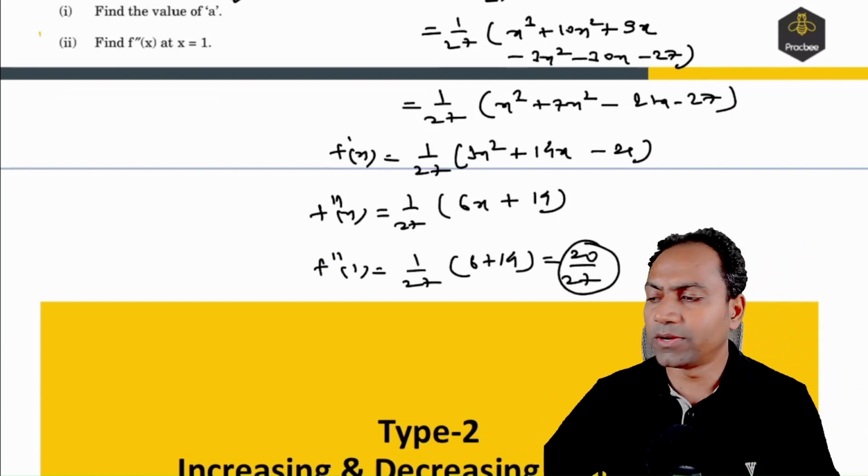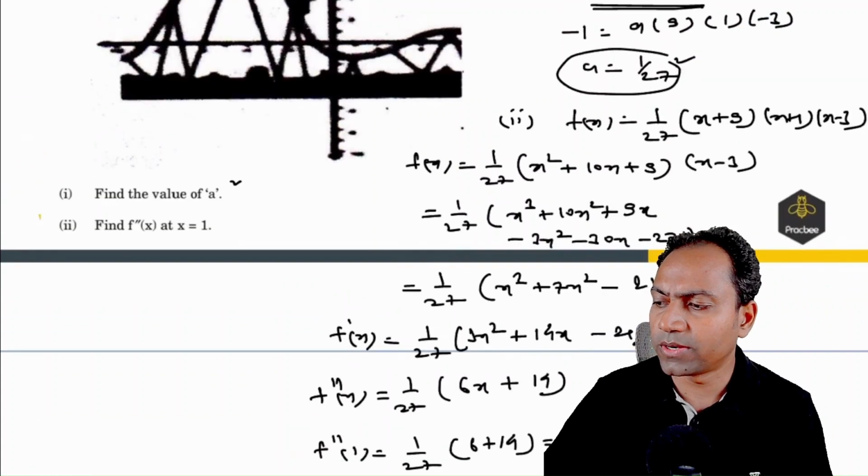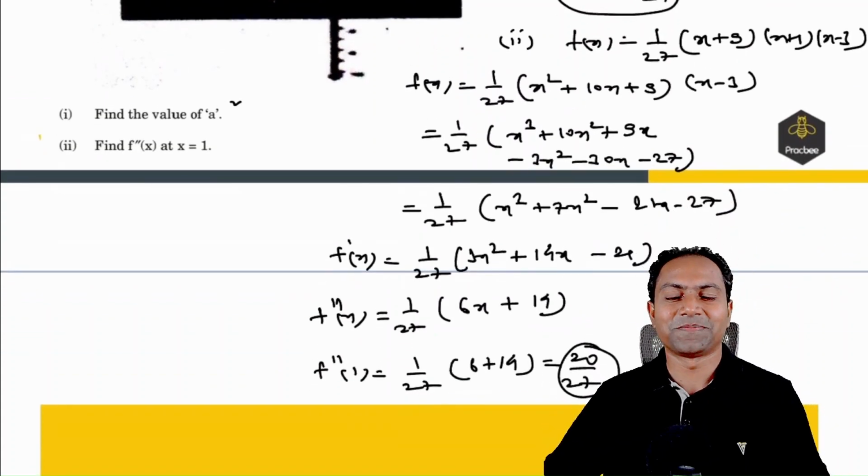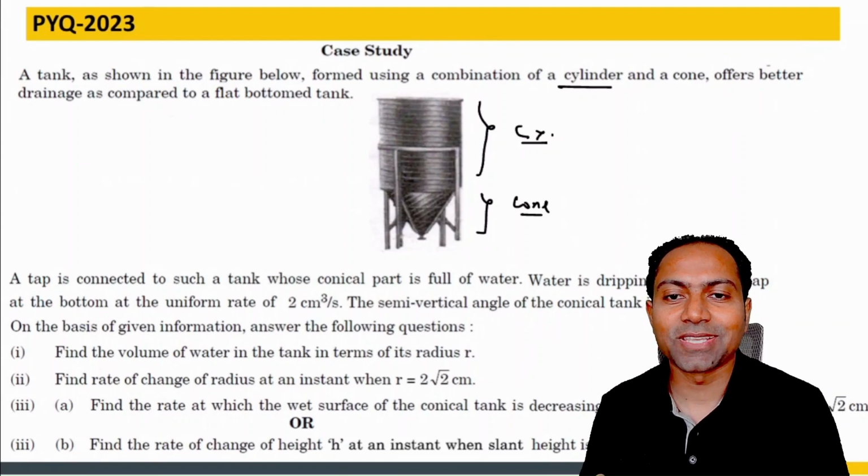So you can see that not a very difficult question. We need to just figure out the value of a, differentiate it twice and put the value of x equal to 1. Now this 2023 question is a case-based study question.